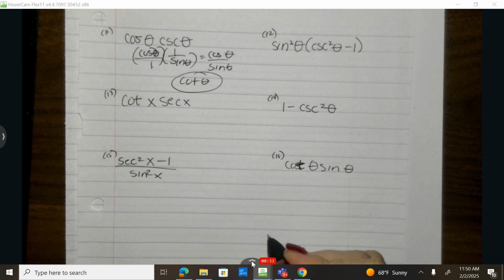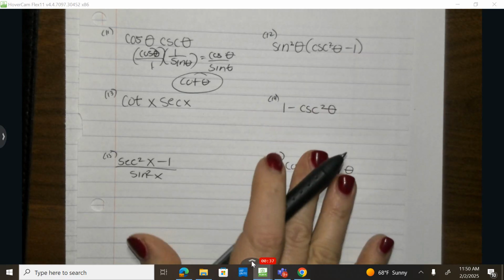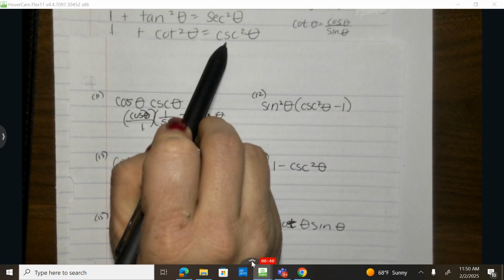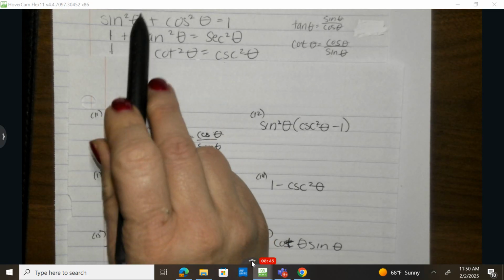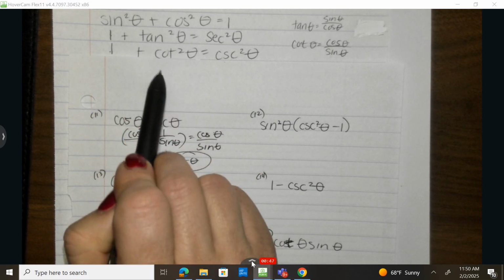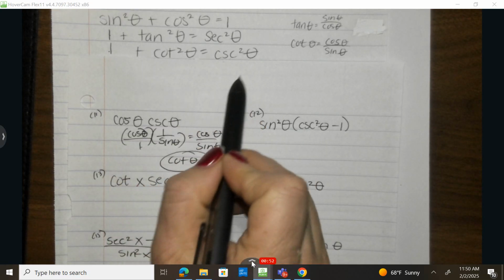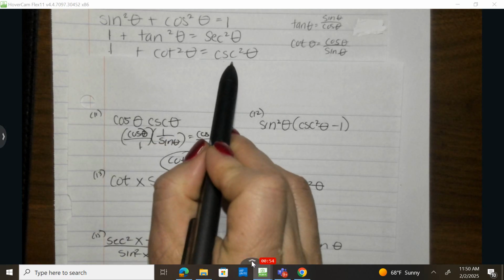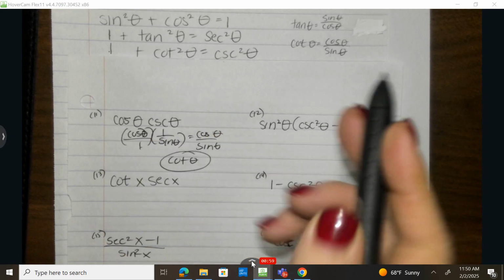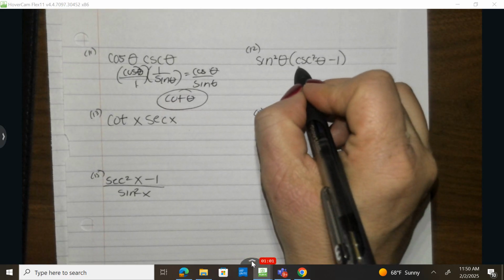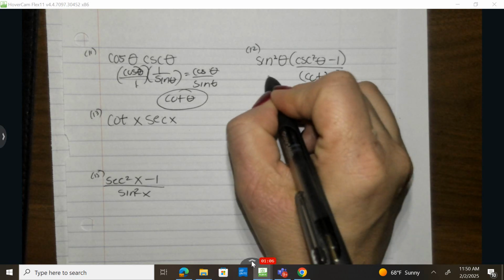Let's look at number 12. Number 12, I see cosecant squared. So I look up above, and these are my three main trig identities that all come from this first trig identity that I can rewrite. So I can move the 1 to the right-hand side by subtracting, and I know that cosecant squared theta minus 1 is equal to cotangent squared theta. So I'm able to come back and replace this portion with cotangent squared theta.